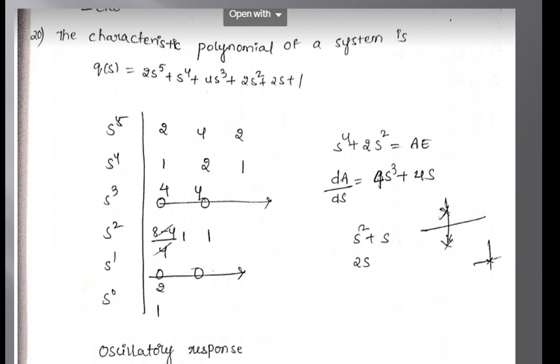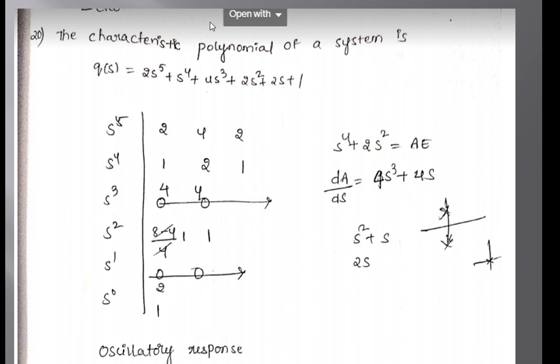The next question is from control systems. They give the characteristic polynomial and ask us to find the response of the system. Whenever they give the characteristic polynomial, we need to find the system response, whether the system is stable, marginally stable or unstable, or has an oscillatory response. In order to find that, I am using the RH criteria, that is the Routh-Hurwitz criteria.